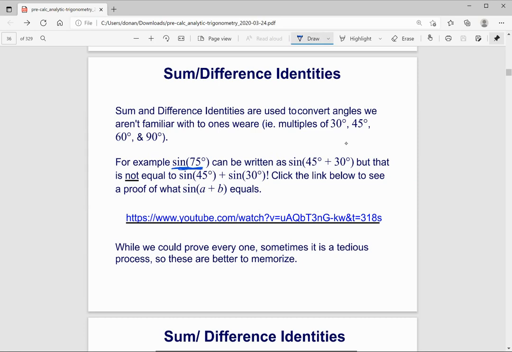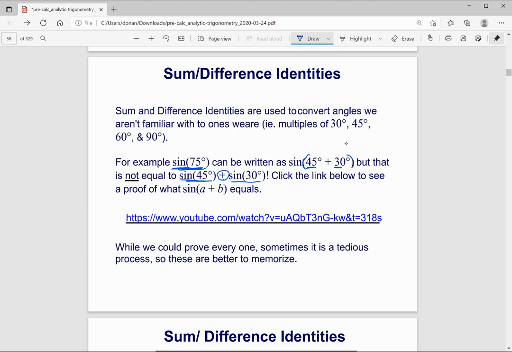well, we don't know that from our unit circle, from the right triangles that we know, the 30, 60, 90, and the 45, 45, 90. But we do know that sine of 75 could also be written as 45 plus 30. Now that's inside of these parentheses, right? But that's not the same as doing sine 45 plus sine of 30.